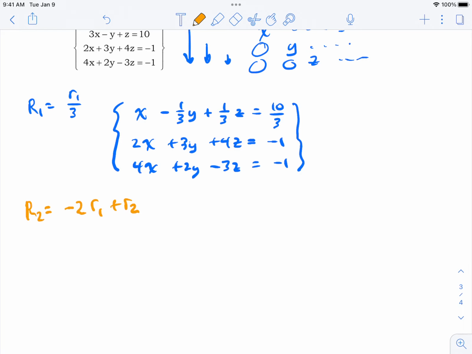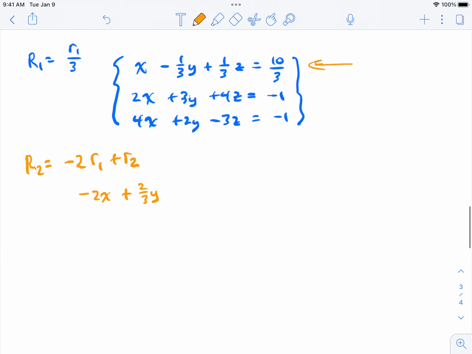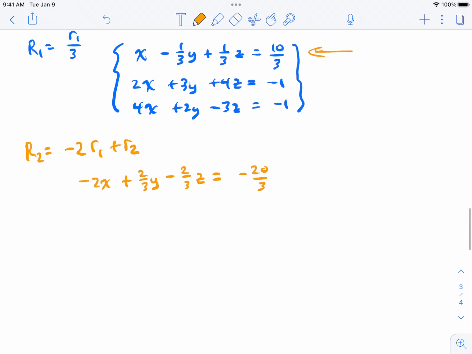Let me just do that. Negative 2x. Negative 2 times the next term will give me plus a 2/3 y. So I'm multiplying across this row. Negative 2 times 1/3 z is going to give me negative 2/3 z. And on the right, when I multiply negative 2 times 10/3, I'll get negative 20 over 3. And then I'm supposed to add row 2. Whoops. So row 2 is the 2x plus the 3y plus the 4z equals negative 1. So the x's go away.